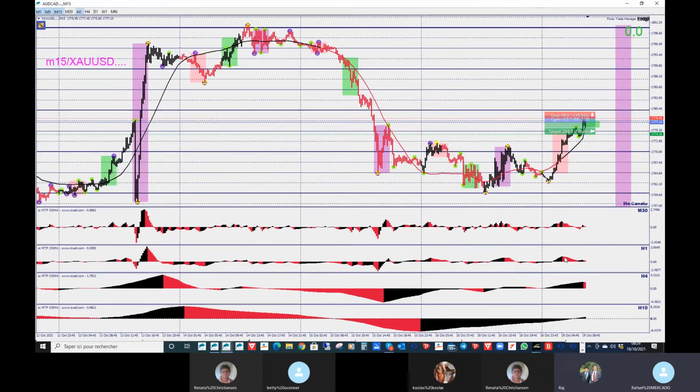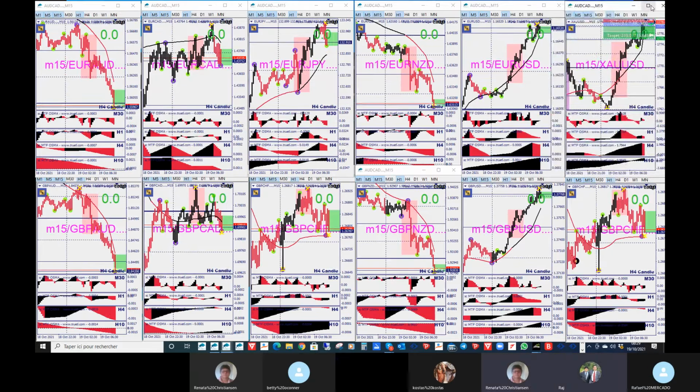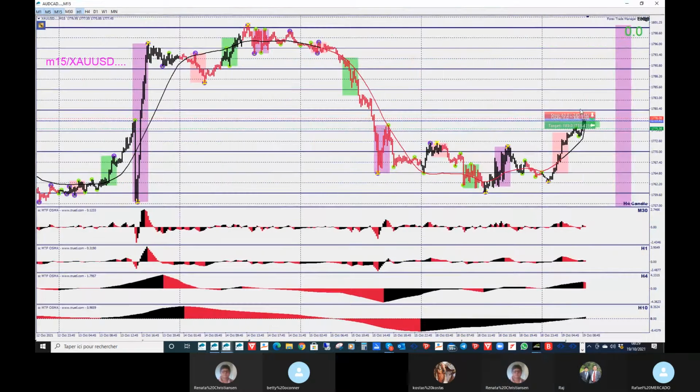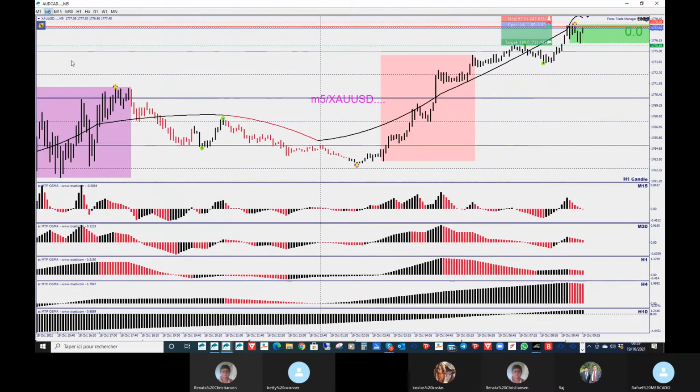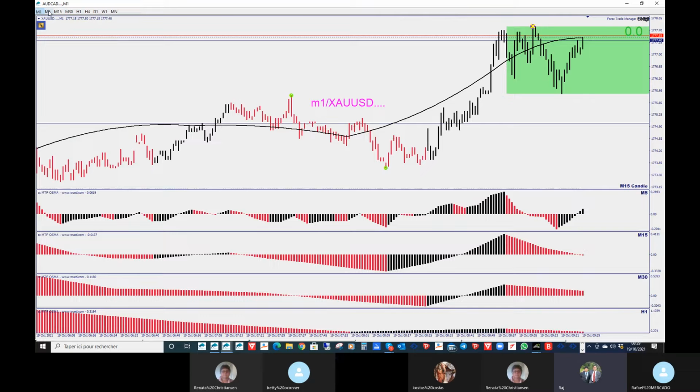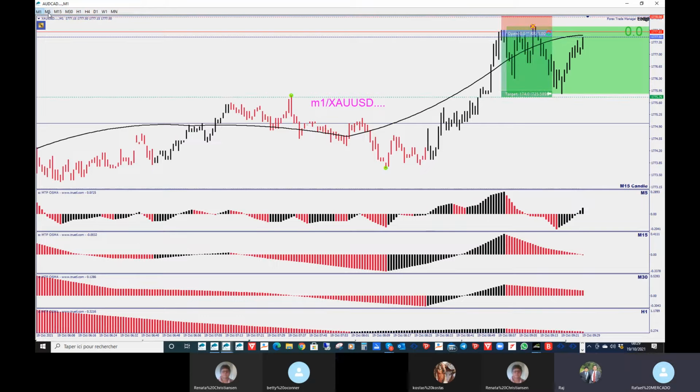In gold, I have also like this divergence in the 1 hour. Yeah, you have the high of the session. So just waiting for that bar to turn red on gold. And the 1 minute is not ready yet.